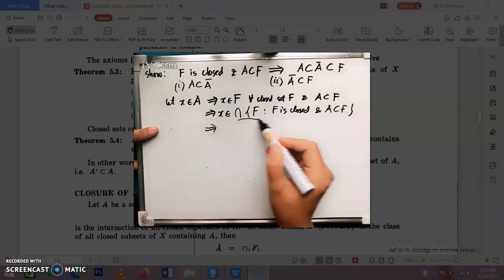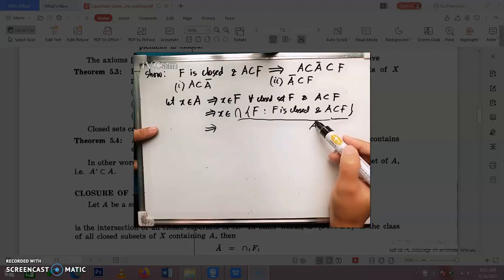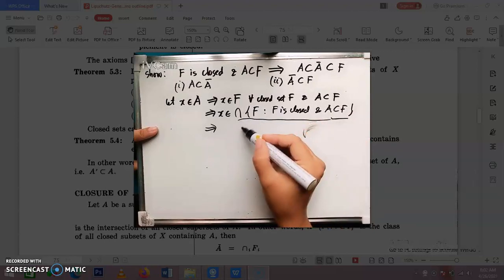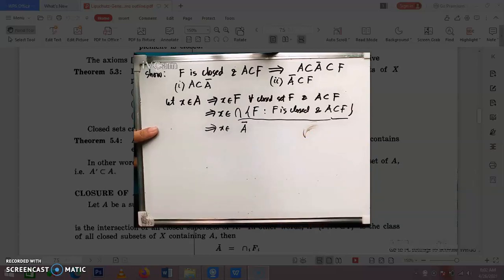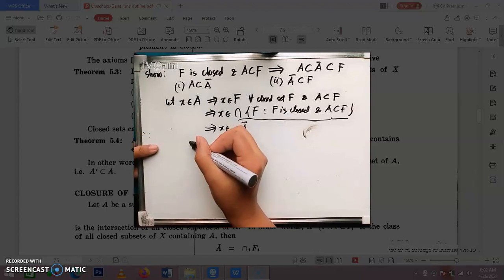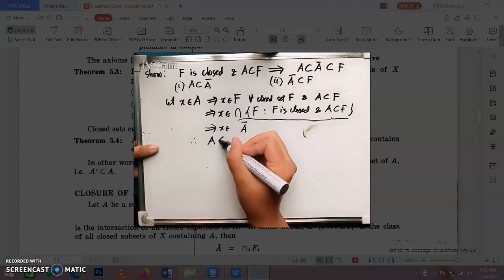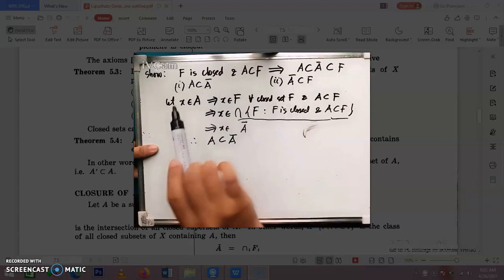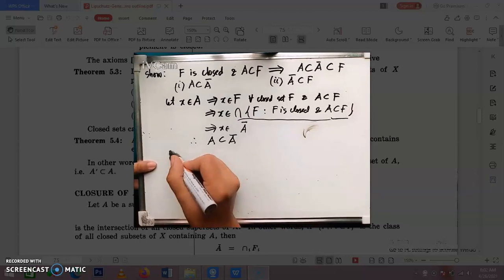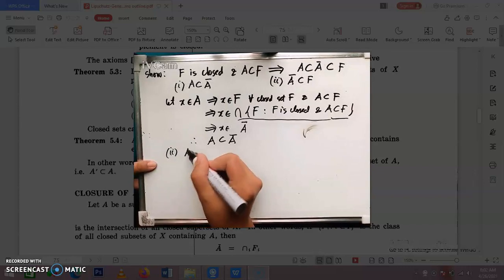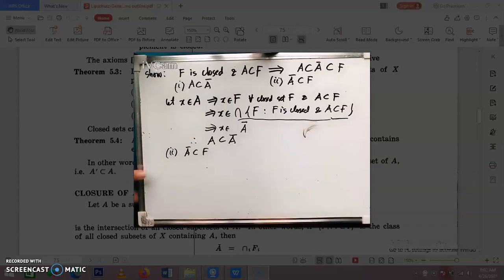Since this is equal to our A closure, hence we can say that X is in the A closure. Therefore, A is a subset of A closure because we have shown that X is in A implies X is in A closure. Now, the second one is to show that A closure is a subset of F.